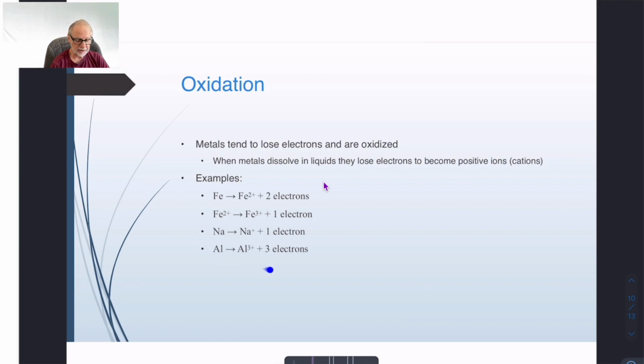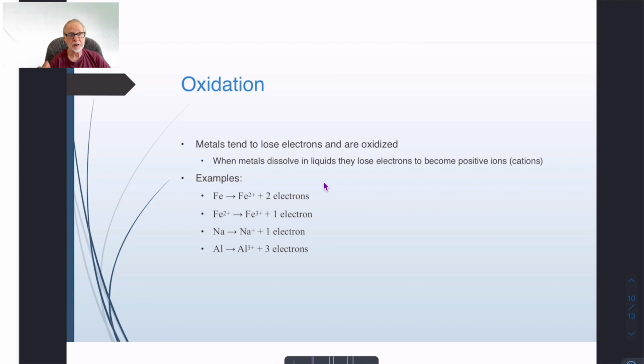Aluminum has a tendency to lose 3 electrons, and in fact, aluminum undergoes oxidation so readily that, like with an aluminum can, it oxidizes so rapidly to form aluminum oxide that what's on the outside of the piece of aluminum is a coating of aluminum oxide, which helps to protect the aluminum.